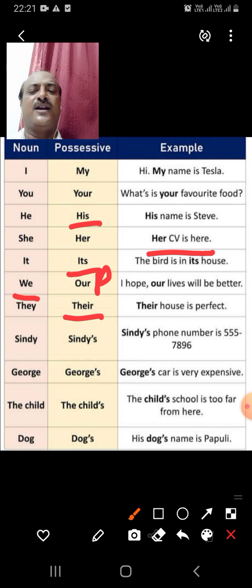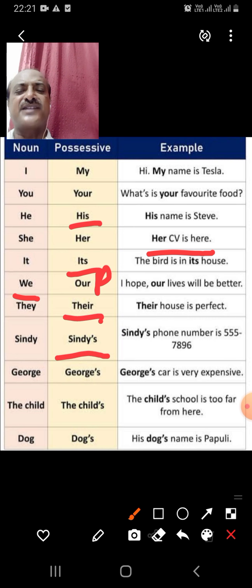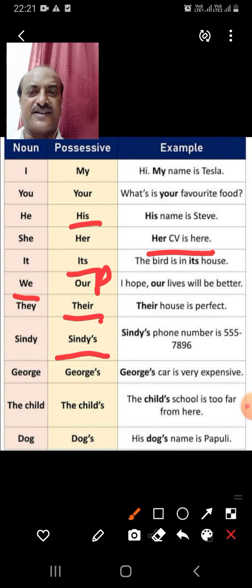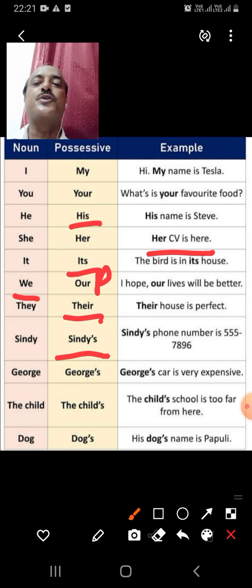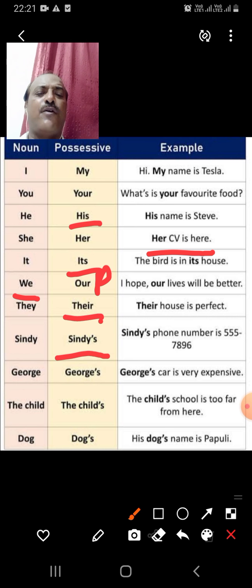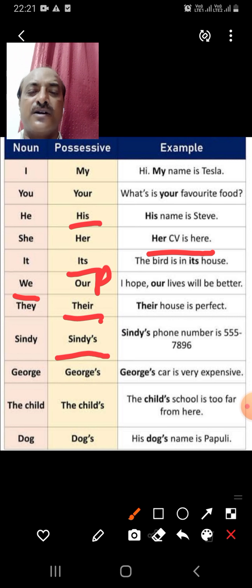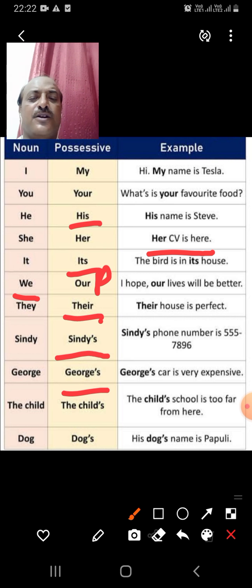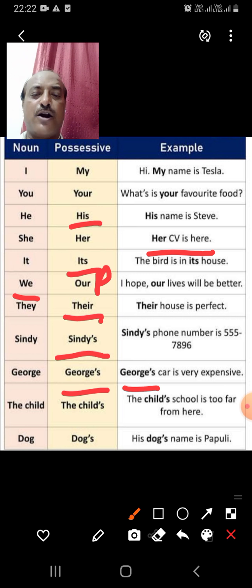Cindy, Cindy's. Now here you can see after Cindy apostrophe S is given. So apostrophe S shows possession. Cindy's phone number is dash. That means this phone number belongs to Cindy. She is in possession of this phone number. So we give apostrophe S to show possession. George, George's. So after George you can see apostrophe S. George's car is very expensive. That means this car belongs to George.